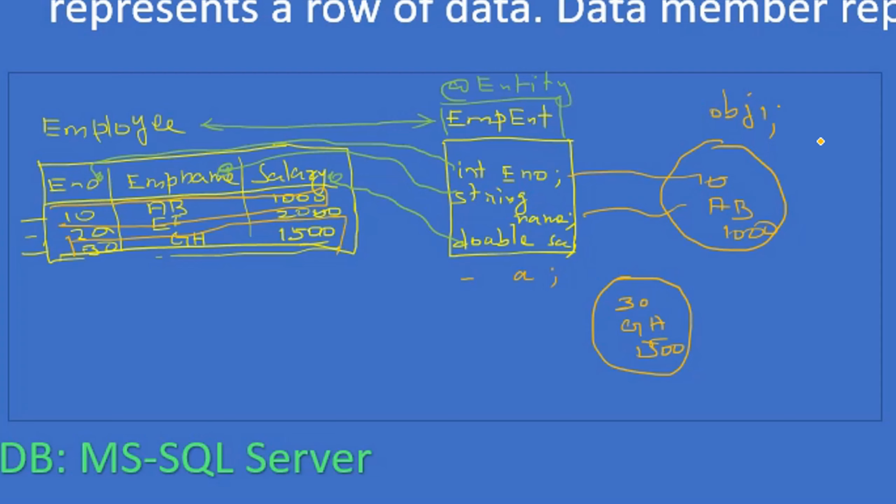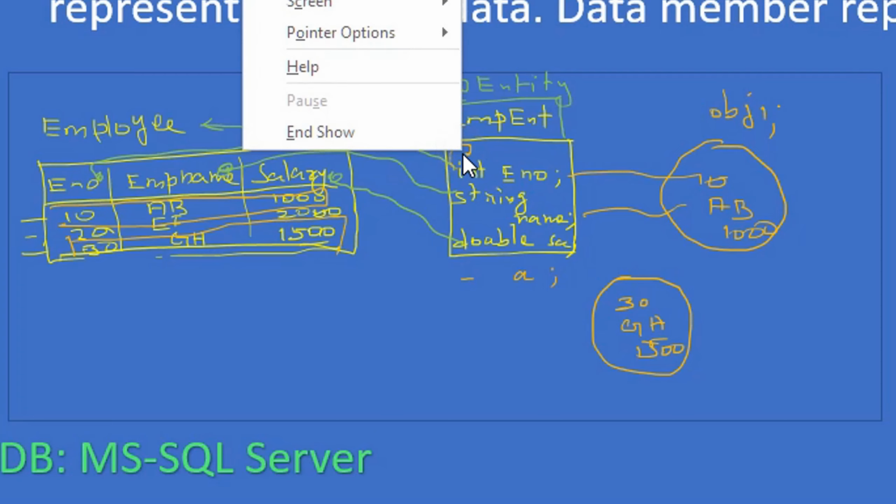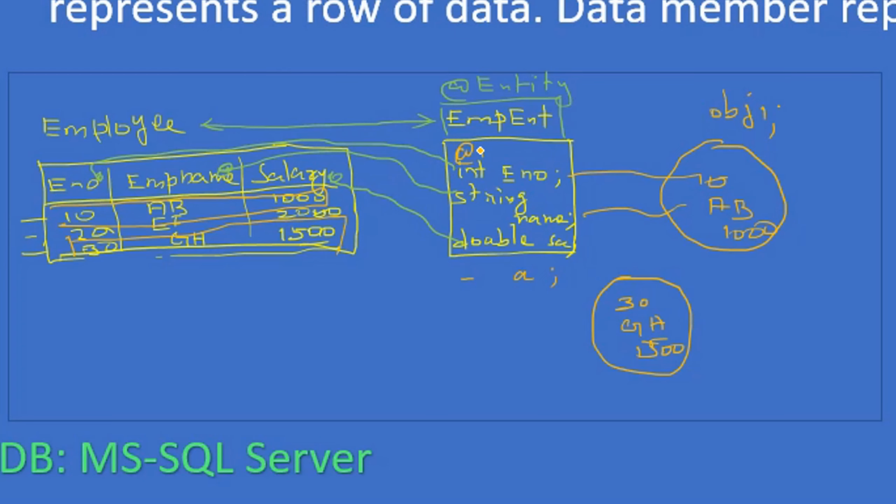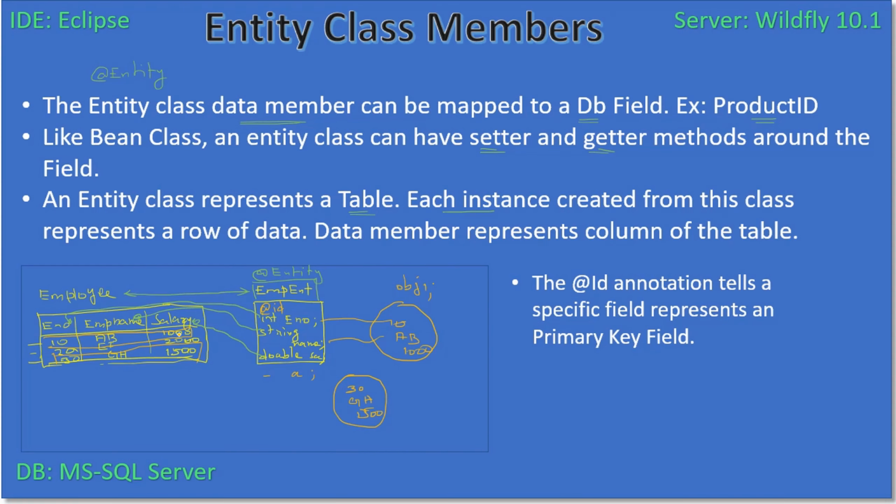The @Id annotation tells that a specific field represents a primary key field. If I mark the employee number, which is a primary key, with @Id, it tells that the entity is identified by this employee number, which is a key field in the database. We will know all these details when we go through the example.